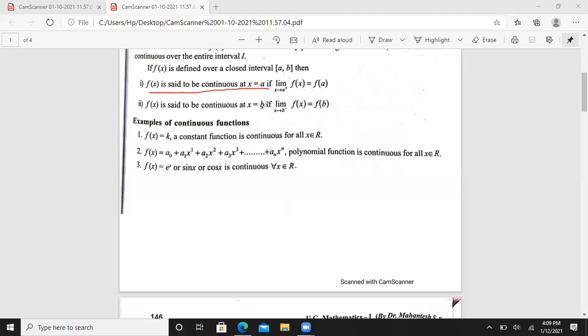Next, third example: f of x equal to e to the power of x, or sin x, or cos x is continuous for all x belonging to R. This is some examples.